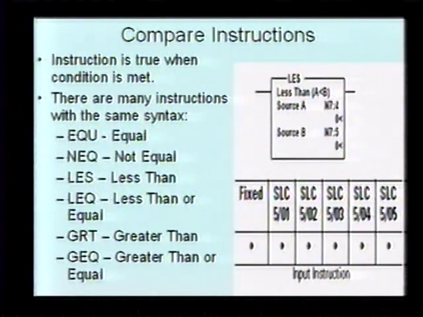You've got compare instructions. The instruction is true when the condition is met. There are many instructions with the same syntax. EQU is equal, NEQ is not equal, LES is the less than, LEQ is the less than or equal, GRT is a greater than, and GEQ is the greater than or equal. So you've got these different compare instructions that are used in all of the different processors.